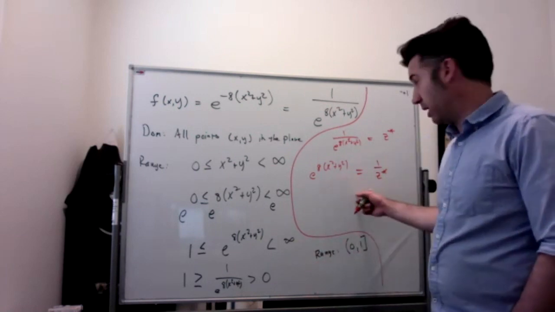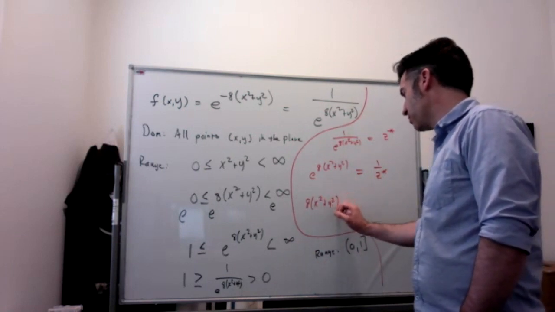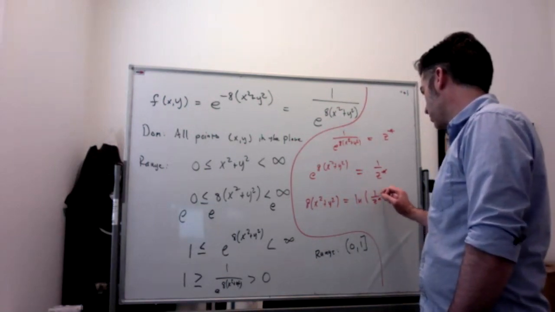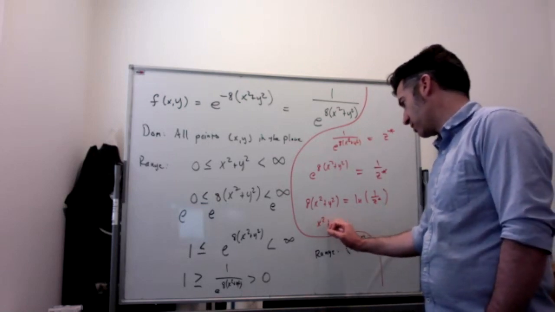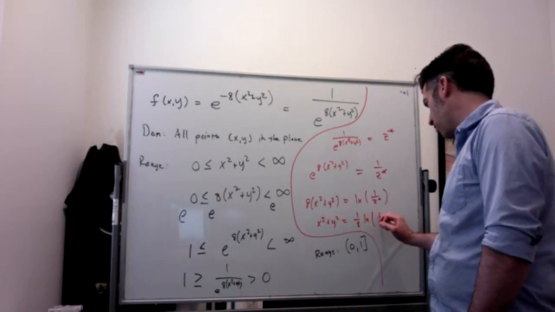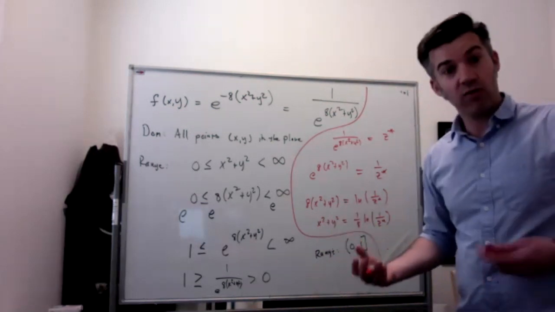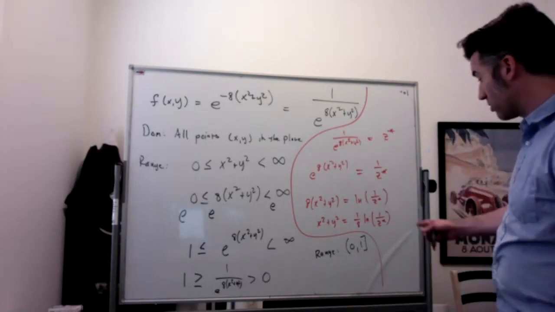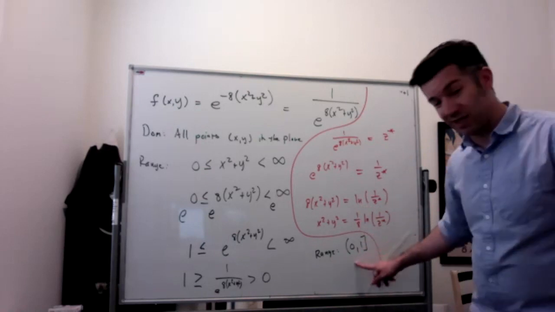Take the natural log of both sides. So 8 times x squared plus y squared equals the natural log of 1 over z star. And then divide both sides by 8. So x squared plus y squared equals 1 over 8 times the natural log of 1 over z star. So this tells me that my level curves are circles centered at the origin, and the radius is the square root of whatever this number happens to be when you pick a value for z star, a value for z star that's in the range.